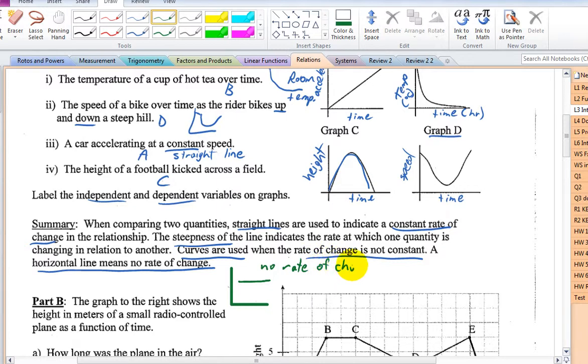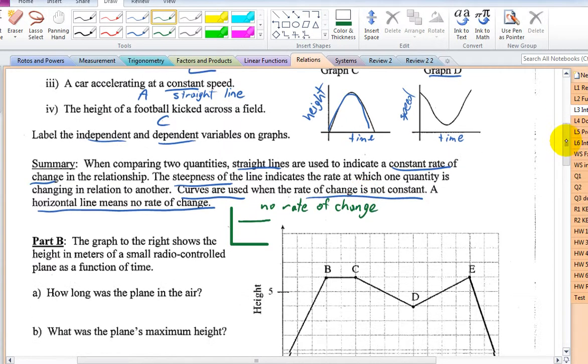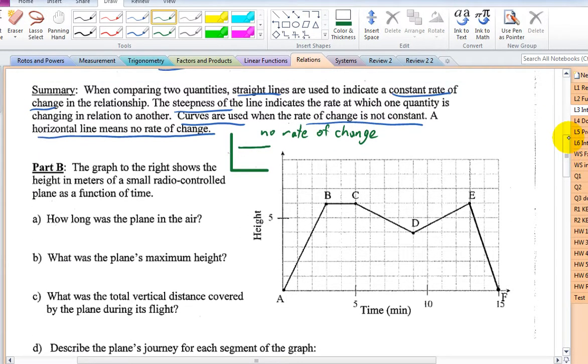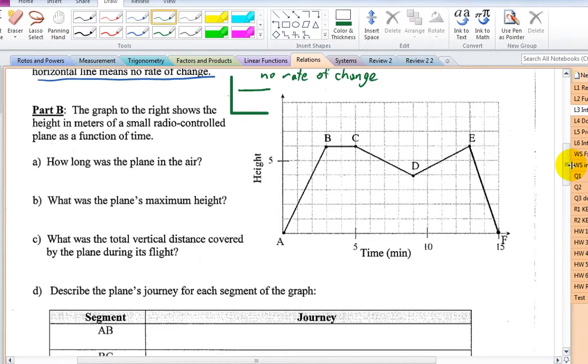Something's still happening, but there's no change in temperature or speed or acceleration or height. Okay? Good. B. Here's a little graph of an airplane as a function of time. So how long was the plane in the air?